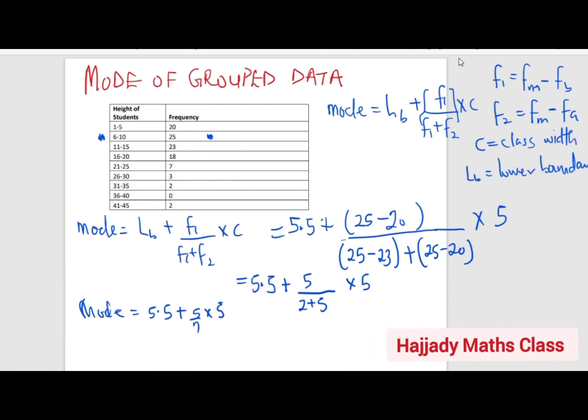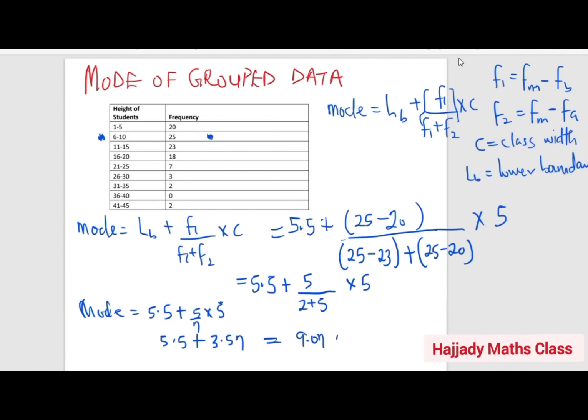So with this, I'm going to have 5.5 plus 5 times 5, which is 25. 25 over 7 is going to give me 3.57. We can add that together. So the mode is going to be 9.07, and approximately my mode is going to be 9.